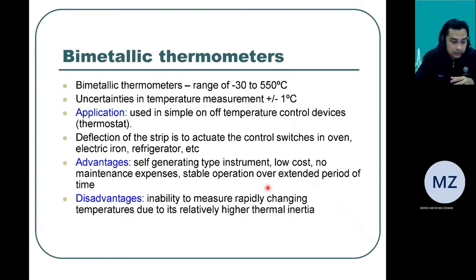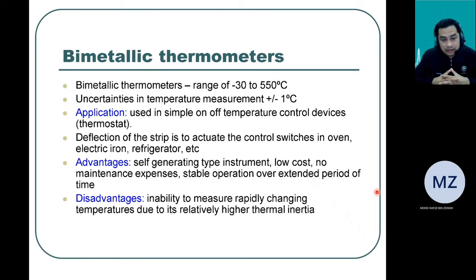All right. So bimetallic materials have a range of -30 to 550 degrees C. The uncertainty is one only. We have a big range of uncertainties in the thermometer measurement, quite huge, from plus minus 0.2 up to plus minus 2. But for the bimetallic materials, it has only a fixed plus minus 1 degree Celsius. Of course, when we use the physical body as the temperature sensor, it has its own limitations.